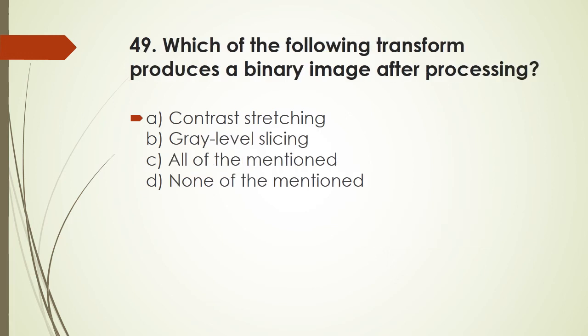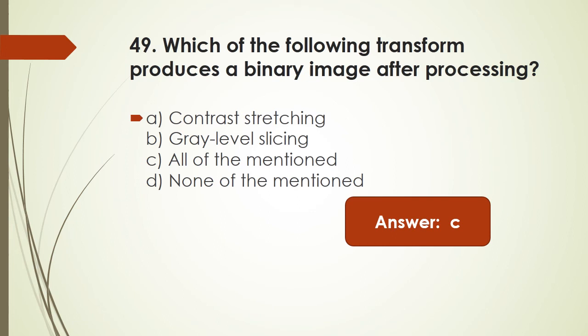Next question, which of the following transform produces a binary image after processing? So four options are given: contrast stretching, gray level slicing, all of the above mentioned. Option D, none of the above mentioned. The correct answer is contrast stretching and gray level slicing. So option C is the right answer.